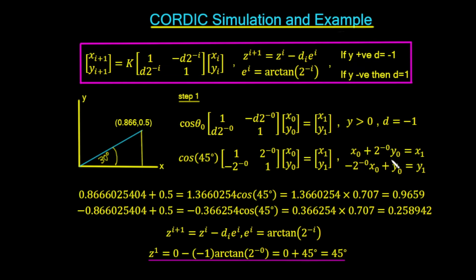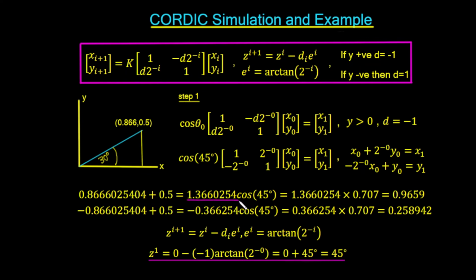And the value for y0, well, that's going to be the 2 to the minus 0 times y0. So 2 to the minus 0 is the same as 1 upon 2 to the 0. Anything raised to the power of 0 is just 1. So that's in effect just going to be 1 upon 1, which is a value of 1. So that's just going to be 1 times y0, so it's 1 times 0.5, which is 0.5. So whenever we add these two up, we're going to get this number here, 1.3660254. So I'll actually underline this because this is an important number for us.